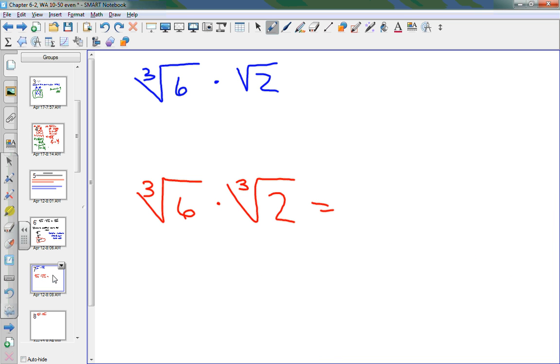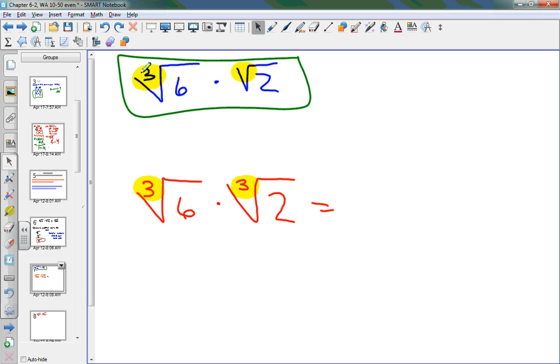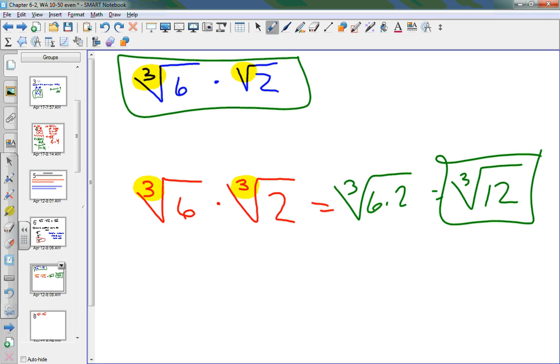The blue. Why can I not marry blue? The index of the first one is 3, and the index of the second one is 2. So guess what? That's done. The red. I can marry those because my indexes are exactly the same, which would make that, what is 6 times 2? The third root of 12, or the cube root.